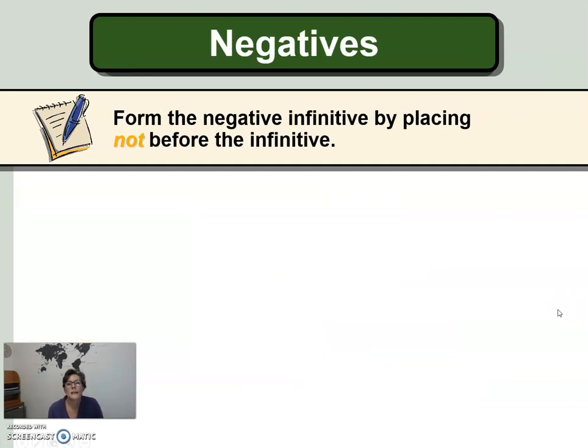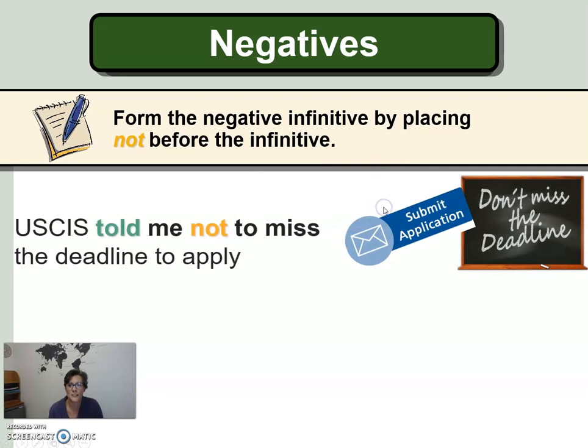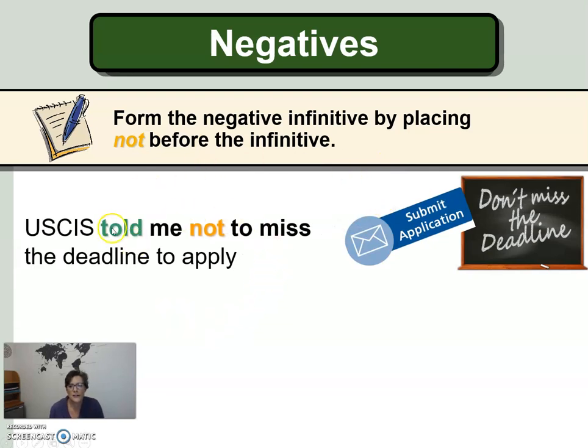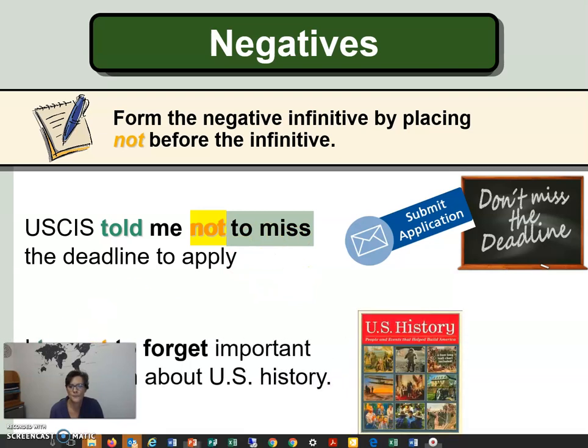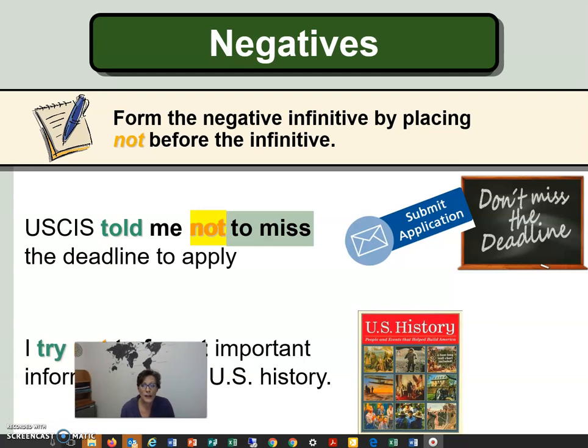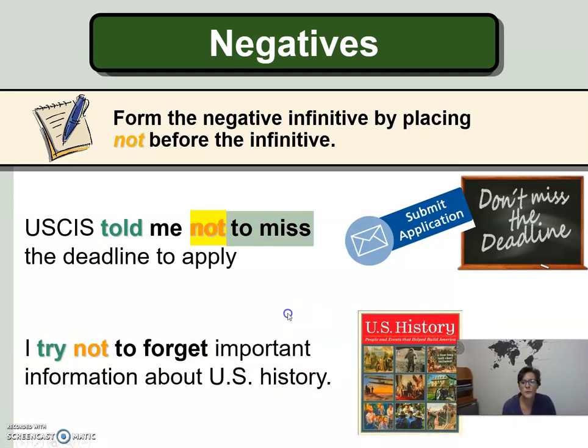All right. Notice negatives. We form the negative infinitive by placing not before the infinitive. Take a look here. USCIS told me not to miss the deadline to apply. So notice the negative before the infinitive. Here's another example. I try not to forget important information about U.S. history. Notice the not is placed before the infinitive.